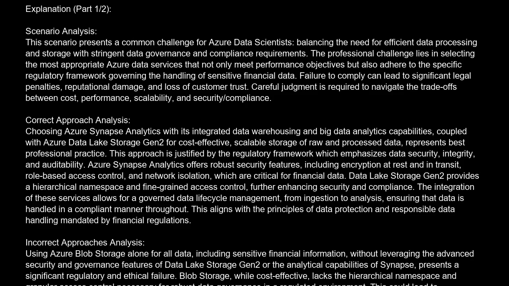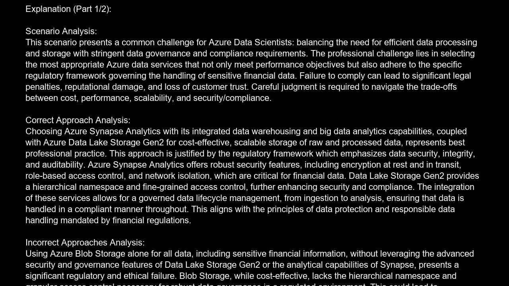The correct answer is B. Azure Synapse Analytics for processing and analytics, integrated with Azure Data Lake Storage Gen 2 for scalable, secure data storage. Explanation: Scenario analysis. This scenario presents a common challenge for Azure data scientists, balancing the need for efficient data processing and storage with stringent data governance and compliance requirements. The professional challenge lies in selecting the most appropriate Azure data services that not only meet performance objectives, but also adhere to the specific regulatory framework governing the handling of sensitive financial data.